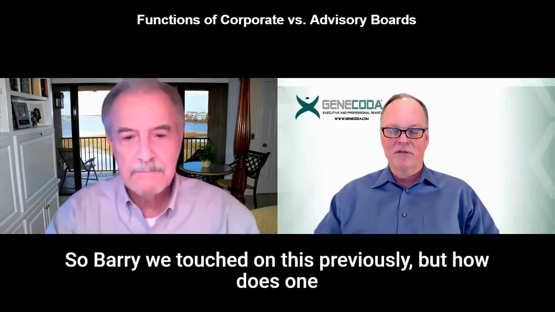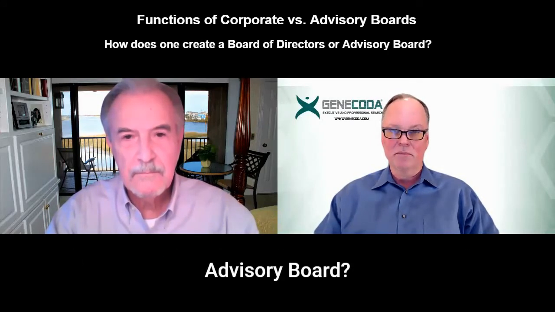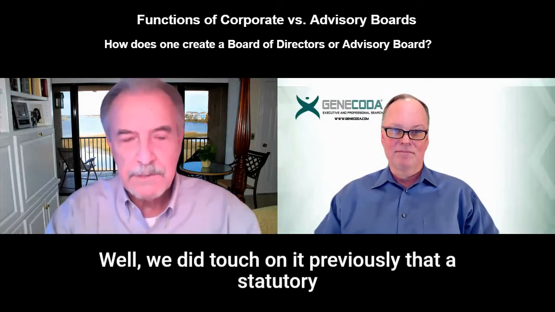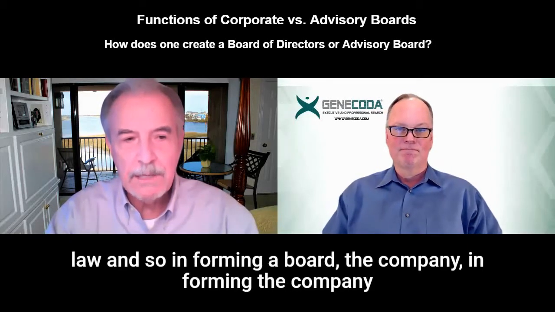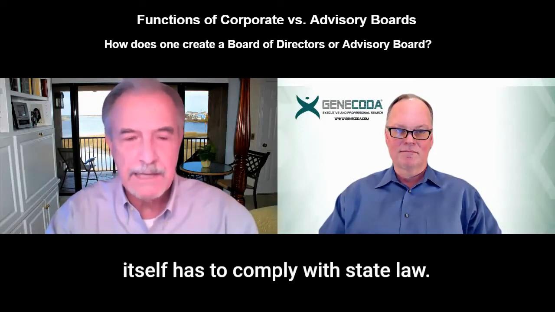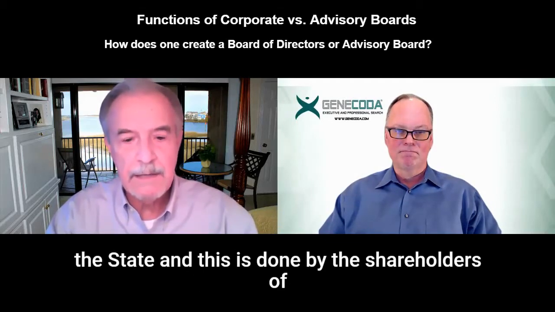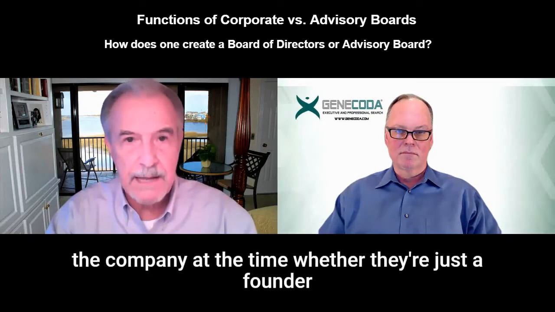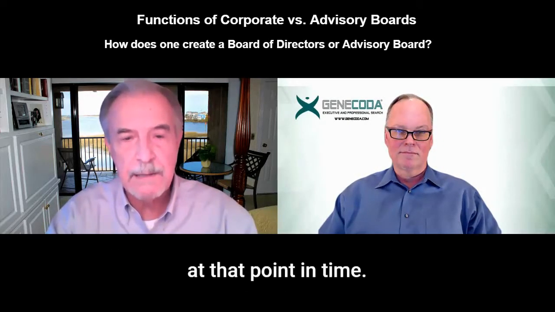So Barry, we touched on this previously, but how does one really go about formally creating a board of directors or advisory board? Well, we did touch on it previously that a statutory board is called that because it is a creature of state law. And so in forming a board, the company itself has to comply with state law. And so typically you file articles of incorporation with the state, and this is done by the shareholders of the company at the time, whether they're just a founder and CEO or whether they are actual investors in the company at that point in time.